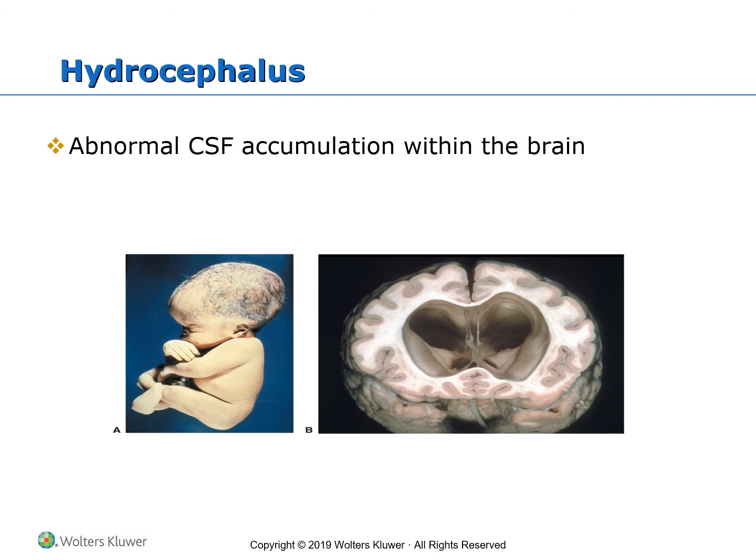Definitely it is way more common in infants than in adults, and the treatment for children is surgical. What we do is put what is called a shunt, or a bypass, that will drain the excess of CSF from the brain into the peritoneal cavity, inside the abdomen.